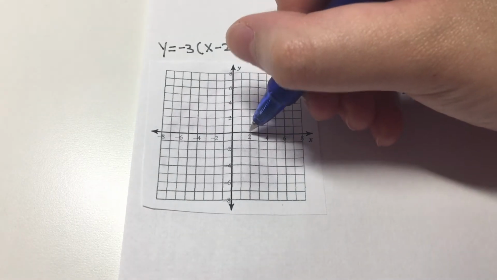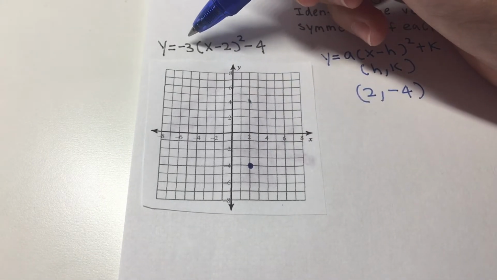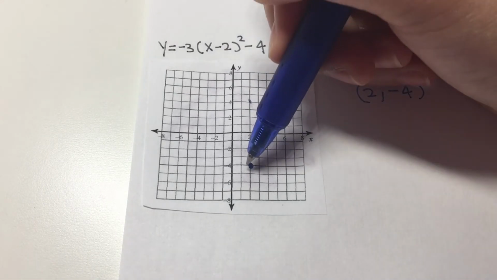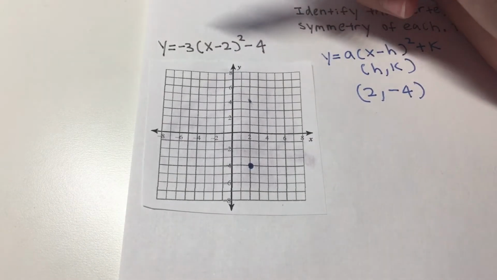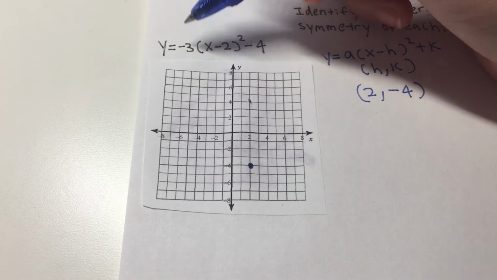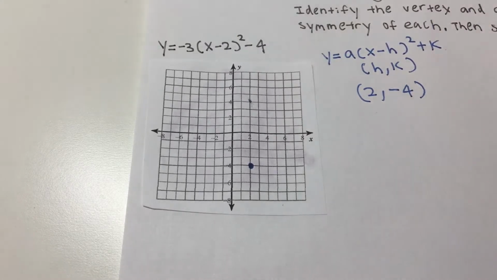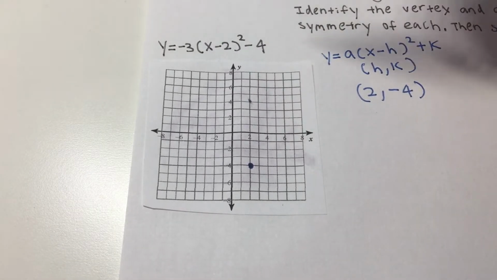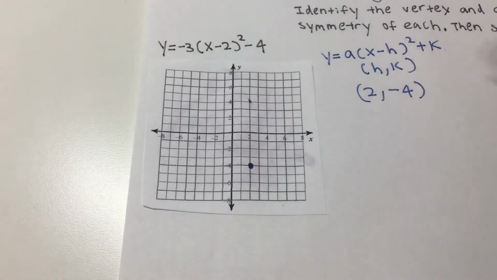So let's just graph the vertex point. This is our vertex. We also know that this parabola opens down because there's a negative on the a. And I also know that this graph is quite narrow since the a value is not a fraction. So I'm going to select the points closer to the vertex. I'm going to select 1. So let's make a table.